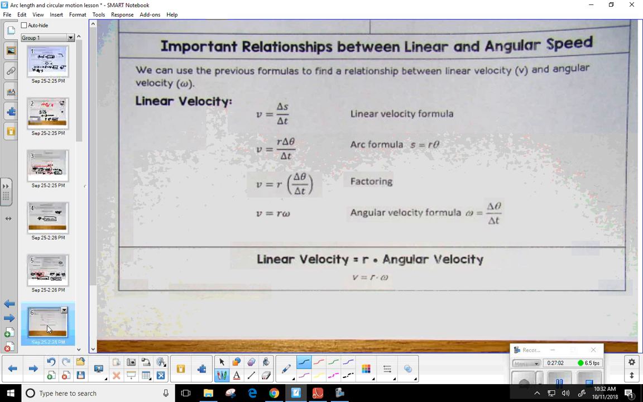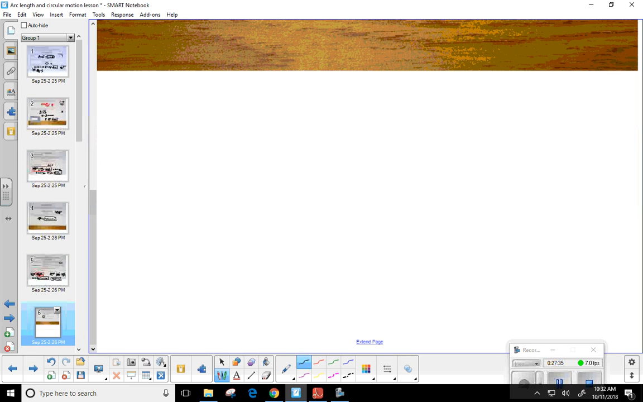All right, so here's our summary with all the formulas. We can use the previous formulas to find a relationship between linear velocity, v, and angular velocity, omega. So this is the one that we're looking at right here. So v, my linear speed, equals the radius times omega, the angular speed. Okay. Now the formulas are great, but I really just use this idea down here. Once you have the angular velocity, if you do one thing, you're going to have linear. So I look at it more like this.